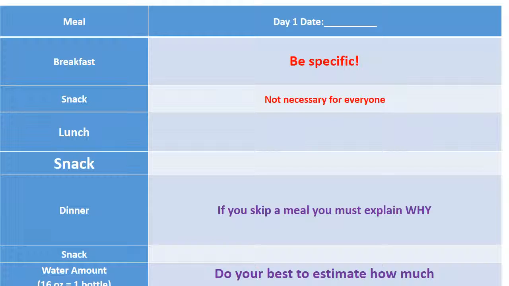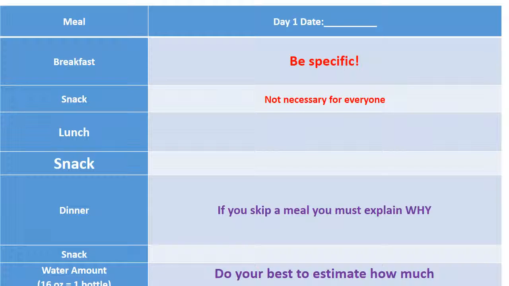However, if you skip a meal, if you look further down next to dinner, I just wrote there that if you skip a meal, you need to be specific and explain why you skipped a meal. So that would be for breakfast, lunch, or dinner. If you skip any one of those 3, you need to explain why you missed that meal.